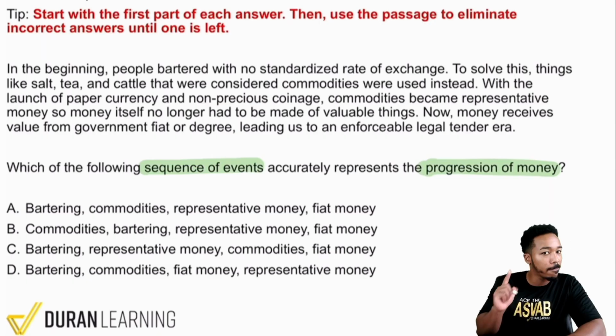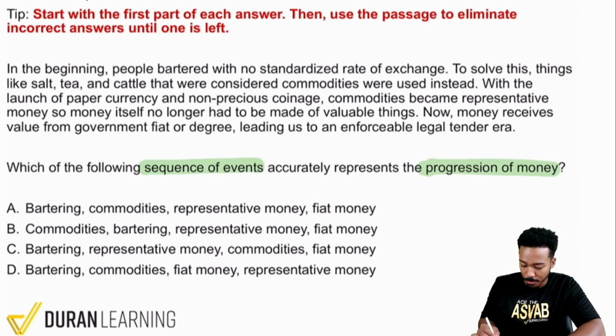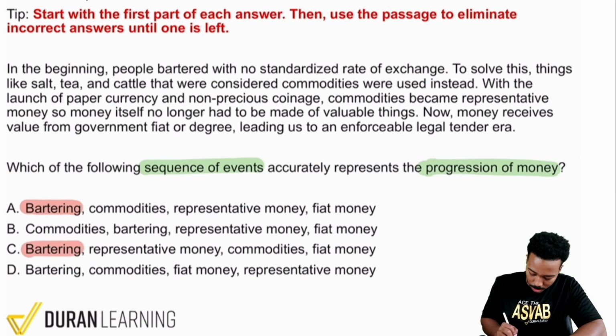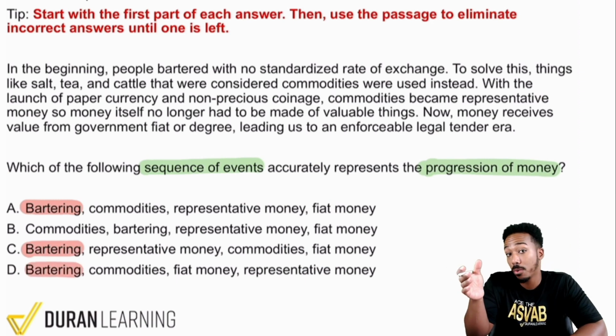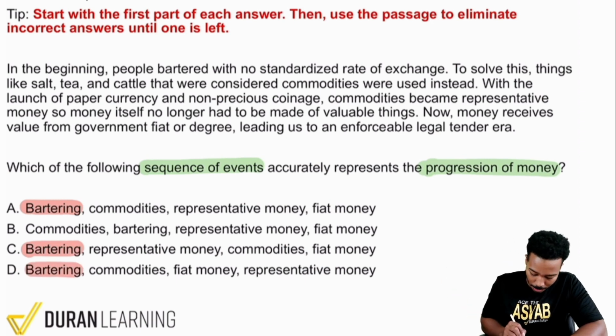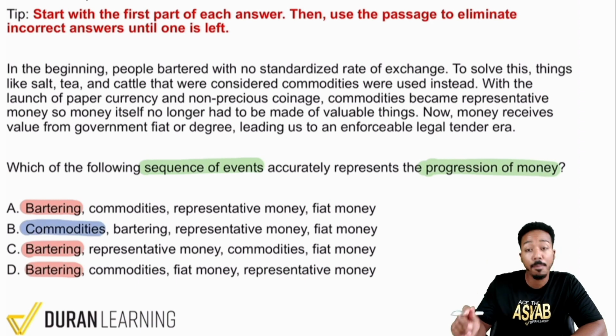Let's go ahead and take a look at the first part of every answer. Not the second, not the third, not the fourth. We always want to look at the first part of each answer. Start with the first. So we have bartering, and bartering. So 3 of the 4 answers start with bartering, and then one of them starts with commodities.